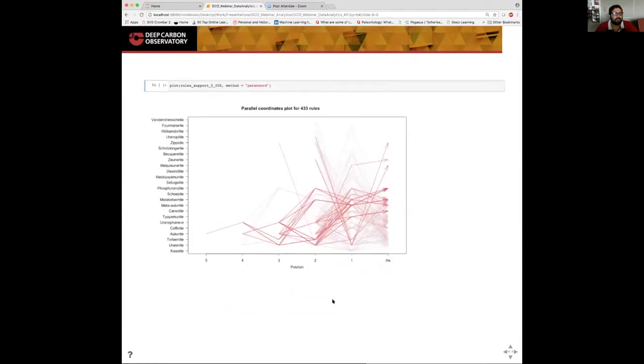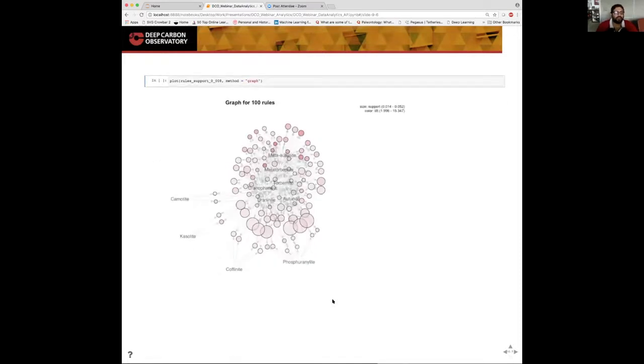Another example of a visualization is a parallel coordinate plot, which shows us a summarization of how these rules occur and in what order they should be read in. And probably the most important summarization is a graph or a network of the first 100 rules that are created. So you can see when minerals co-occur with each other in the rules, they're connected in the graph. The size of the circle or the node that you see corresponds to the support, and the color corresponds to the lift, which I mentioned earlier was a metric of how interesting or novel a particular rule is.